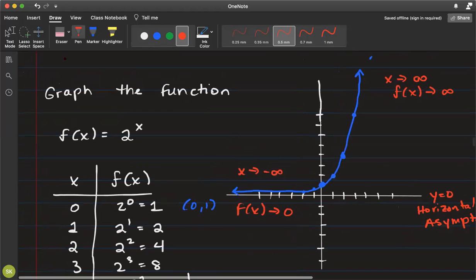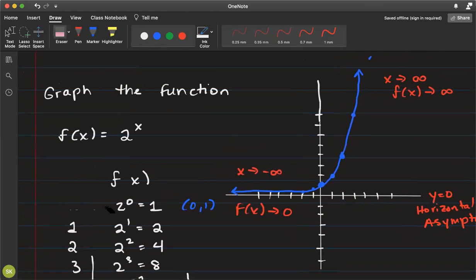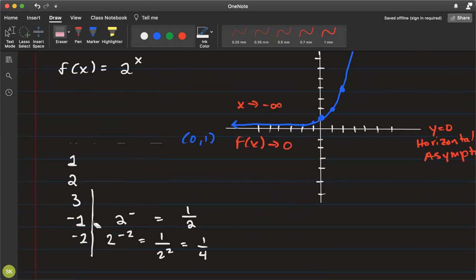Okay, so some other things to notice about this graph. Let's erase this chart so I have some room here.